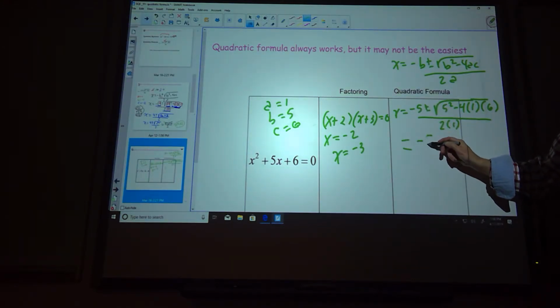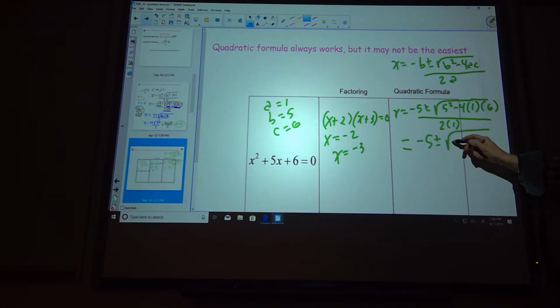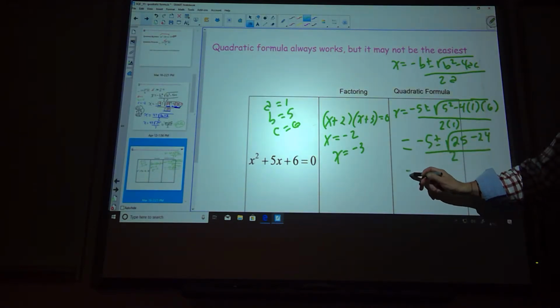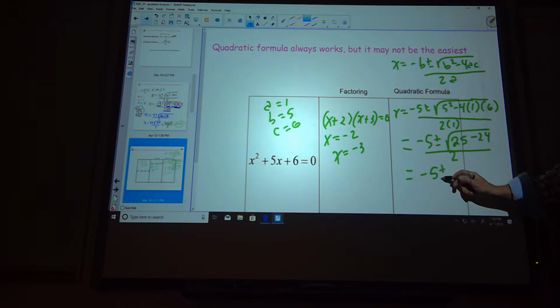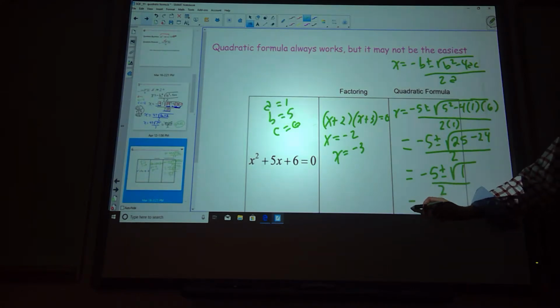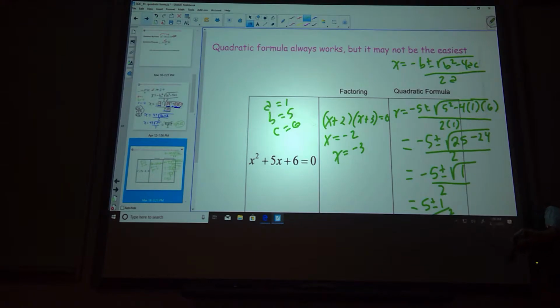Negative 5, plus or minus 5 squared, 25. Negative 4 times 1, negative 4. Negative 4 times 6, negative 24. Over 2. Negative 5, plus or minus. What's 25 minus 24? 1. What's the square root of 1? 1. All over 2.